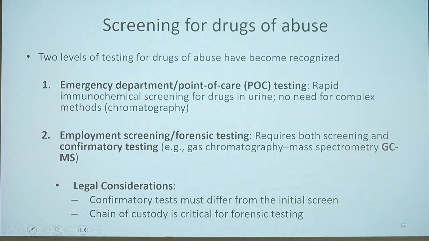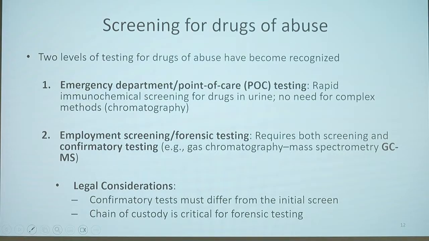But for employment and legal purposes, there are two levels of testing. You have an initial screening test and then a separate confirmatory test to ensure that the patient sample actually contains the suspected drug of abuse. We're going to talk about that a little bit more later on.